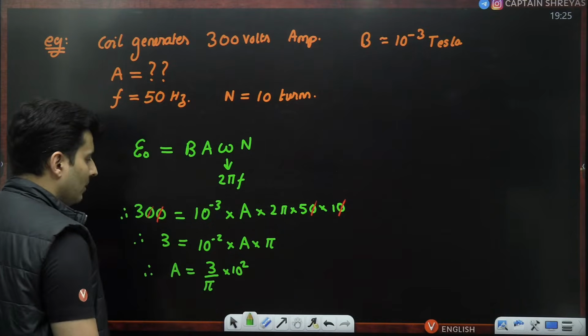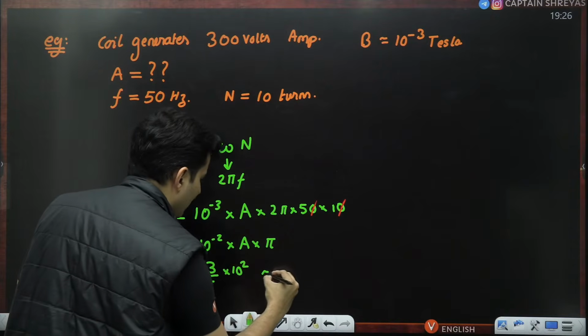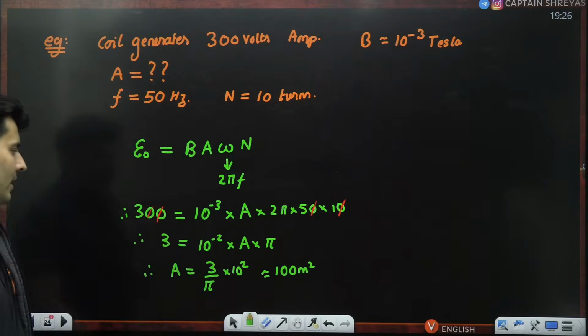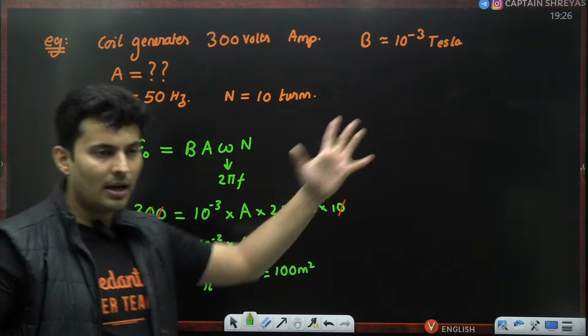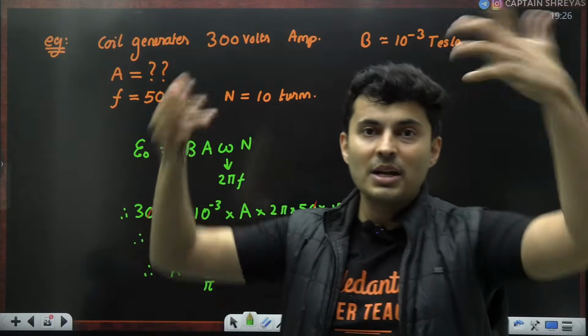It will become 10 to the power plus 2. 3 by pi roughly 1, I can say. So roughly 100 meters square. Roughly 100 meters square should be the area. So it is a very huge coil. 10 by 10 meters, huge. So that much big coil I will need.